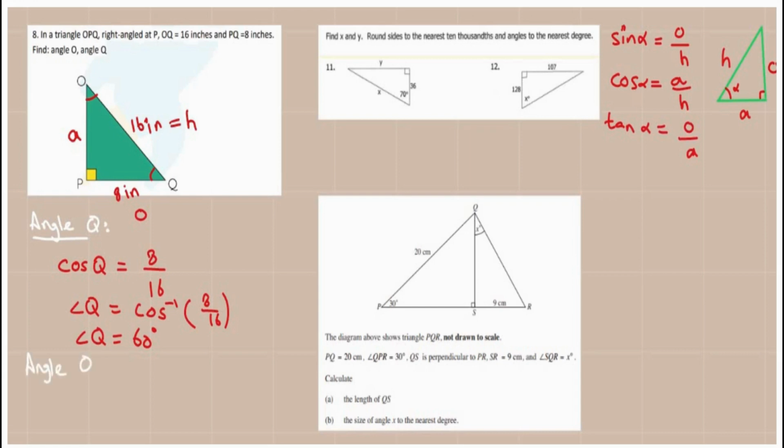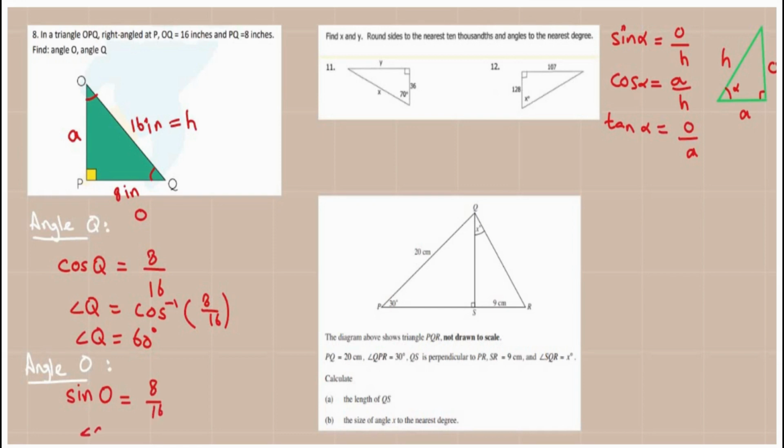Angle O. Let's see how we can do this angle O. For the angle O, its opposite side is given and the hypotenuse is given. So that means sine is the best option. You can see opposite over hypotenuse in the formula. So sine of angle O is equal to opposite, which is 8, divided by hypotenuse, which is 16.